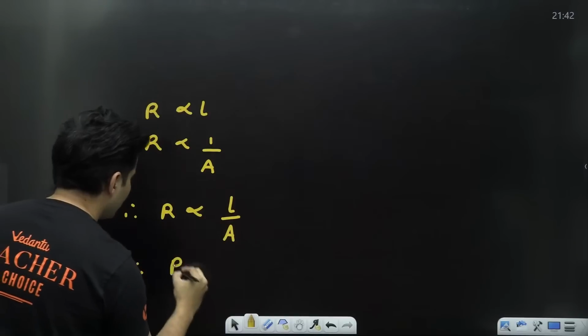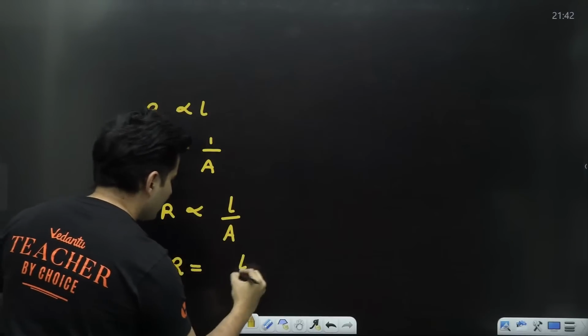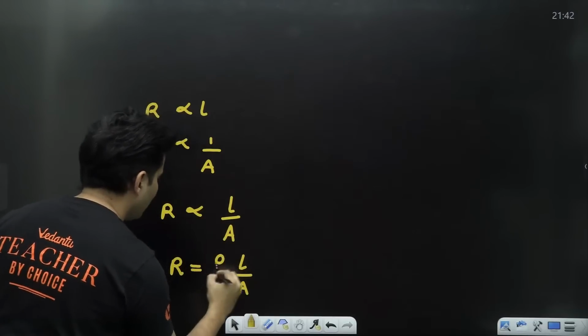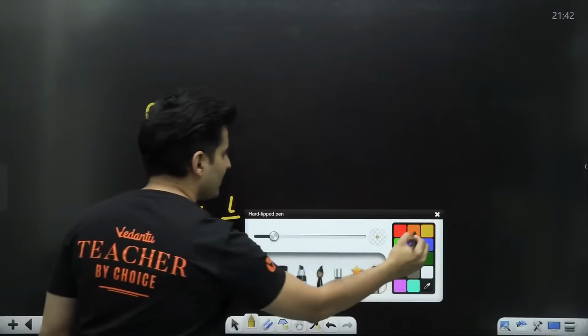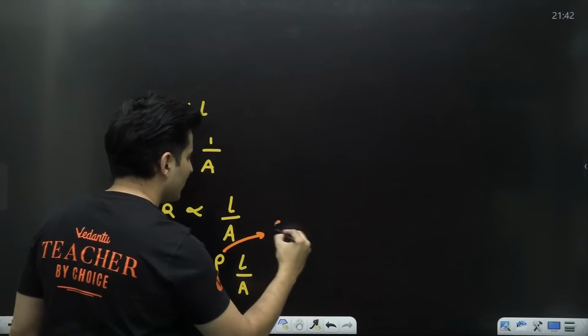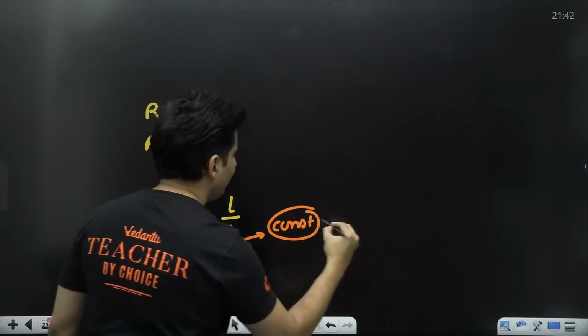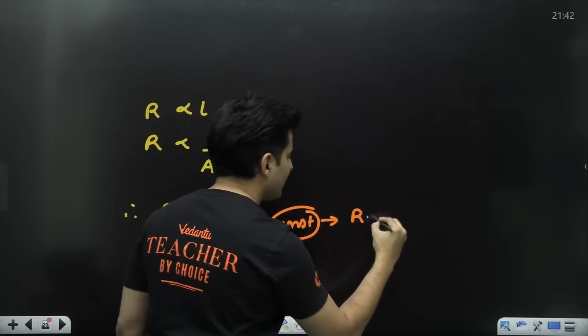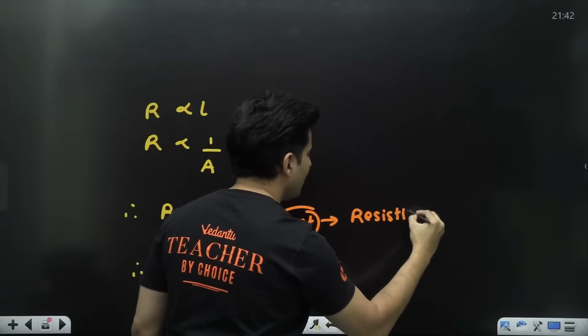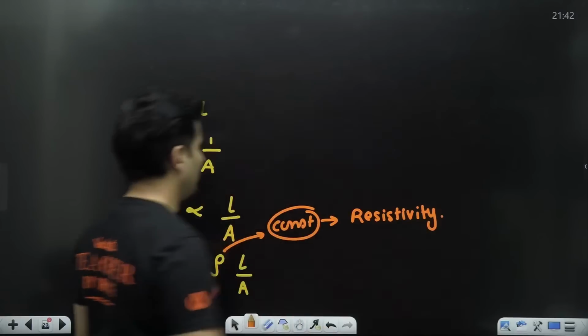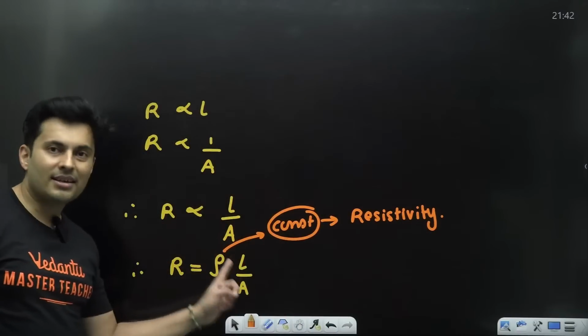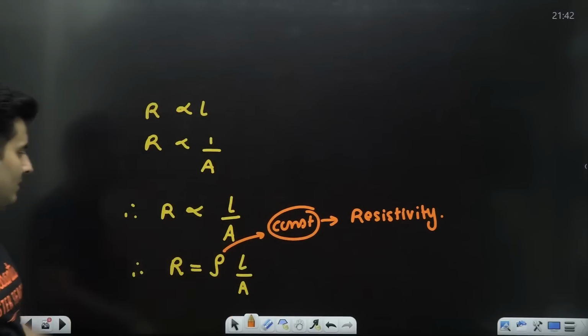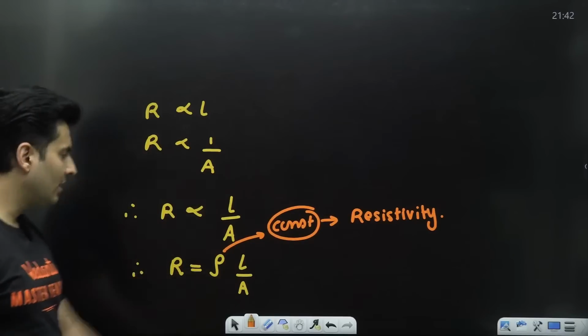Therefore, I need a constant of proportionality. Instead of proportionality, I put a symbol called rho. This rho is that constant which is called the resistivity. Understand that. This is resistance. This is resistivity.